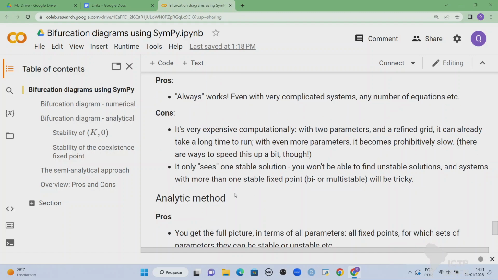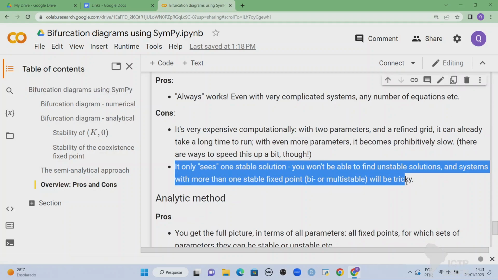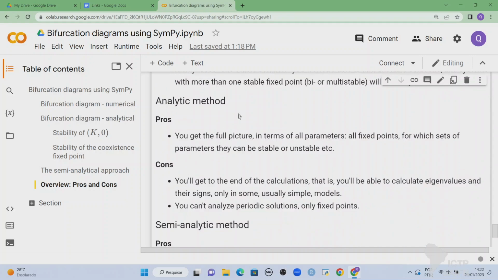In order to overcome this, you really have to look carefully at your system to check if there's bistability or not, okay? But then for the analytic method, if you get to the end of the calculations, you have the full picture ahead of you, right? So for any parameter value, for any initial condition, you already know the full picture, okay? So this is very impressive, but then you only do that for a few restricted systems, right?